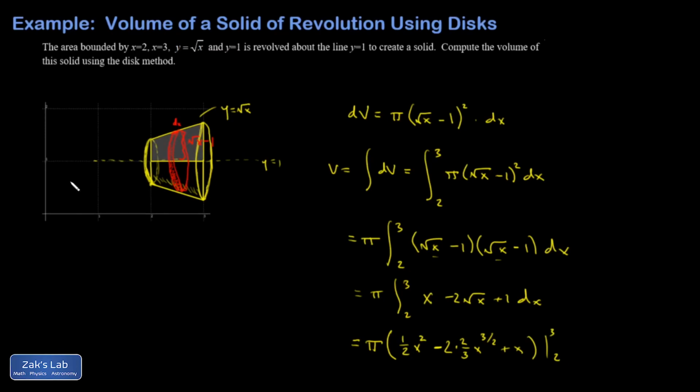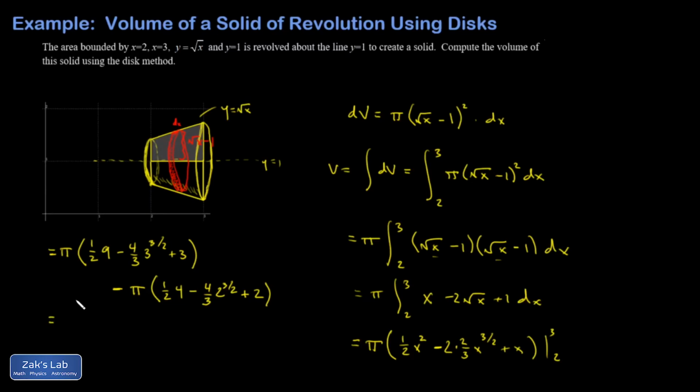I'm going to continue over here to the left where I have a little more space, and I plug in my upper limit, and I get pi times the quantity 1/2 times 3 squared, which is 9, minus 4/3, because I combine the 2's over here, 3 to the 3/2, plus 3, minus pi times 1/2 times 2 squared, which is 4, minus 4/3 times 2 to the 3/2, plus a 2.